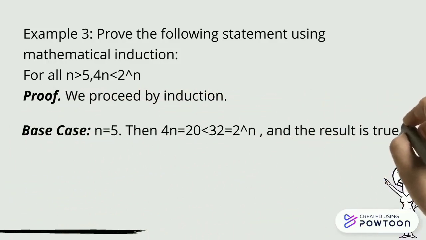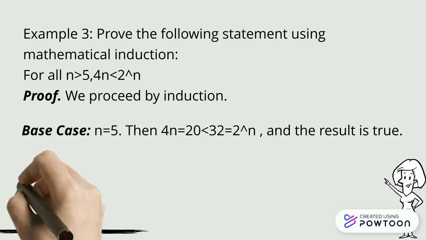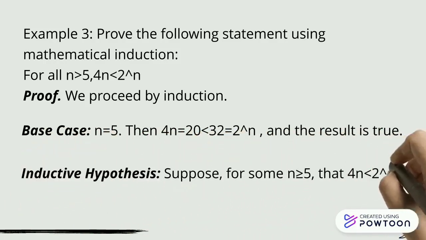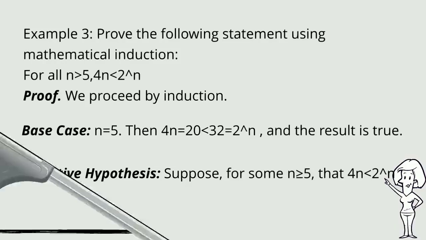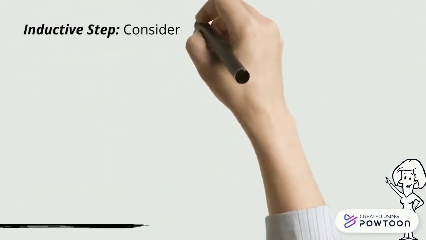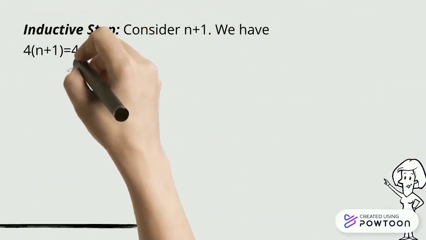Let's proceed by using induction. For the base case, n = 5. Then 4n = 20, which is less than 32 = 2^5, so the result is true. For the inductive hypothesis, we suppose for some n greater than or equal to 5 that 4n < 2^n. Now, for the inductive step, we need to consider n + 1.